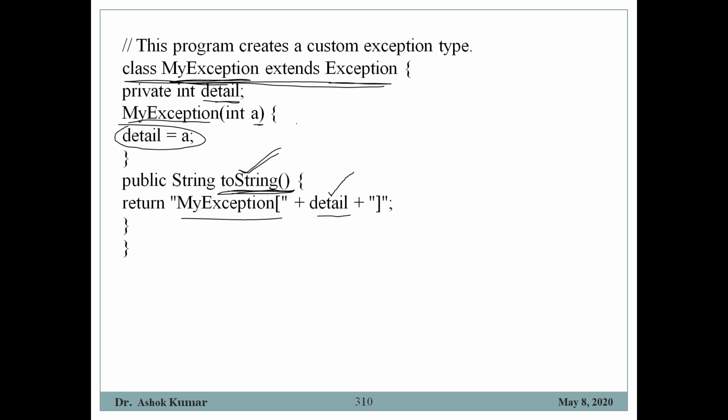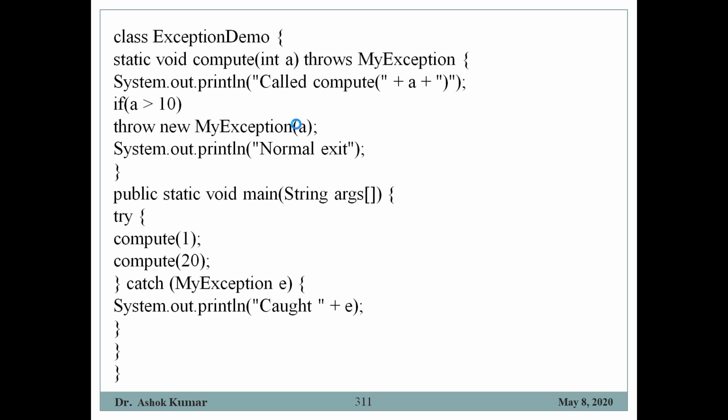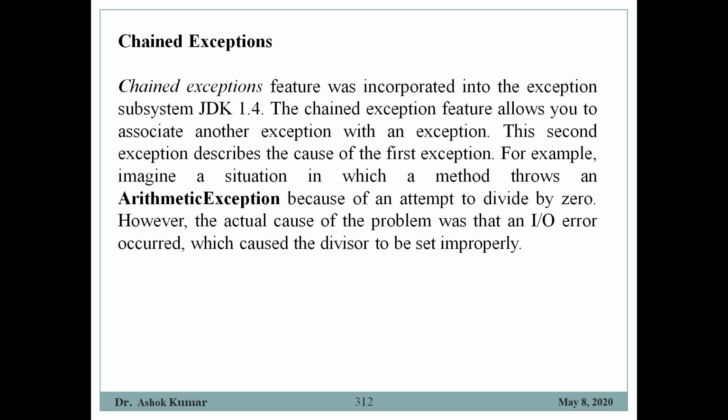So the next topic about exceptions is chained exception. In case of chained exception, one exception can be attached with another, because if an exception is occurring, the reason for the exception can be there. For example, if your program is throwing the arithmetic exception, the actual reason for that might be the program was unable to read the data from the input output file. So that is the reason behind that.